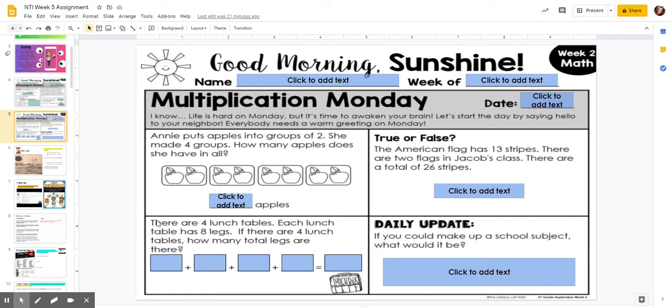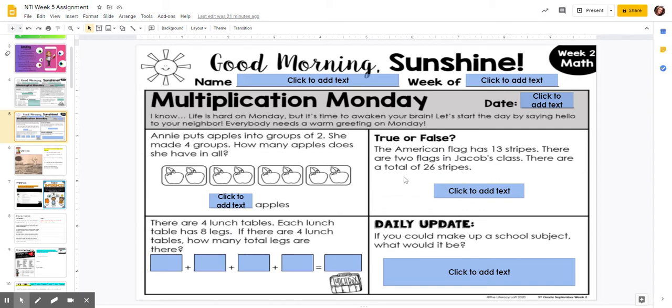In this word problem here underneath, you're looking at lunch tables. You have 4 groups, 4 lunch tables, and each table has 8 legs. So you're trying to figure out how many legs you have total.